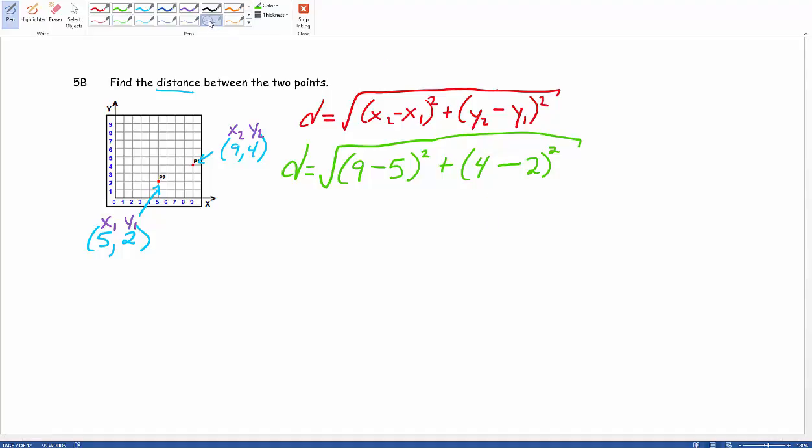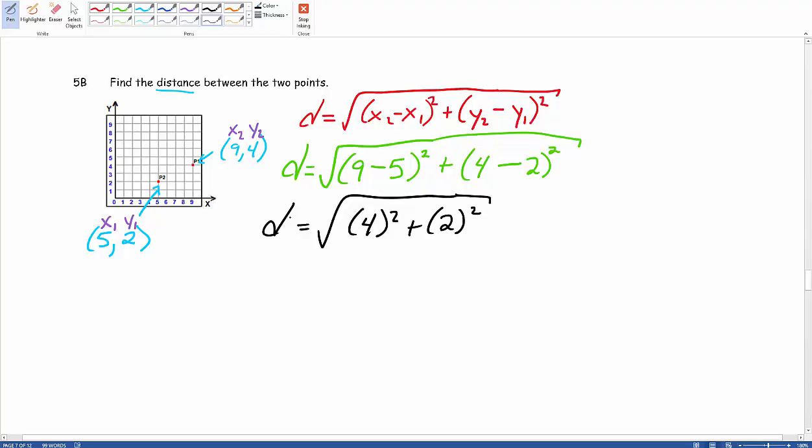From here we're pretty much just simplifying down. So we have d is equal to the square root of 9 minus 5 comes out to be 4 squared, plus our 4 minus 2 comes out to be 2 squared. From this, we end up with d is equal to the square root of 4 squared is 16 plus 2 squared gives us 4. In which case, when we combine these two together, we end up with d is equal to the square root of 20.